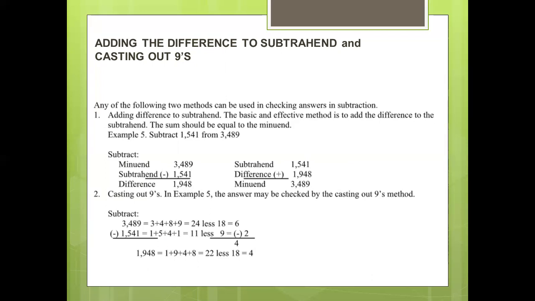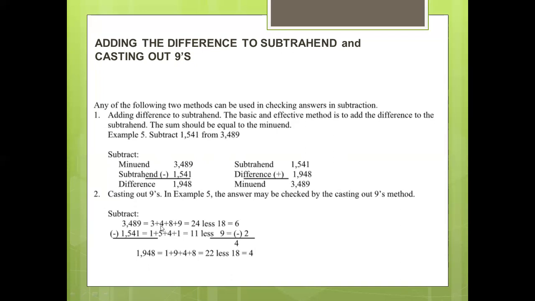So for casting out nines, again, casting out nines is simply done by eliminating or subtracting 9, or as many nines as there are from the total of the digits of a number. So let's do this. We will be subtracting again 1,541 from 3,489. So for this one, we will be adding all the digits.